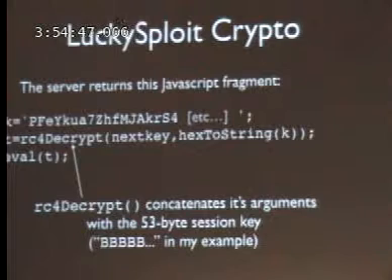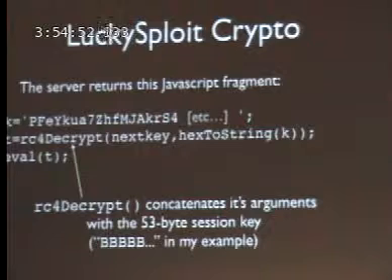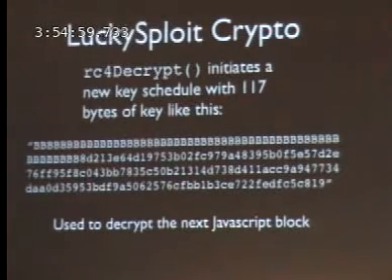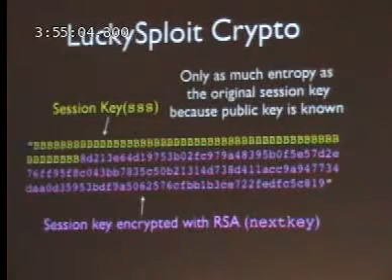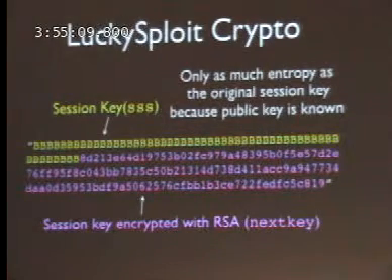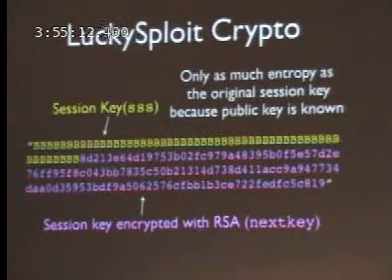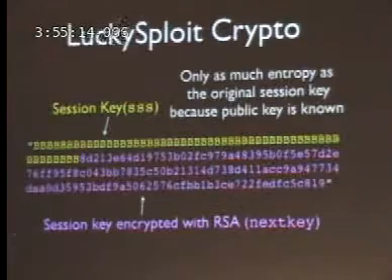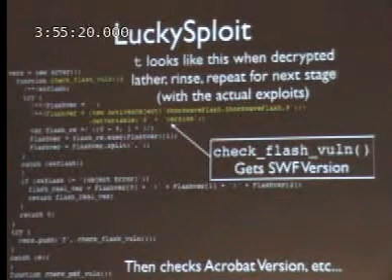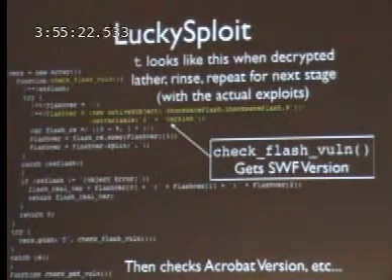But it turns out that RC4 decrypt in the Lucky exploit thing actually takes the 53-byte nonce from the original and concatenates it in. So you end up getting a key like this for the RC4 value, and it doesn't have any more entropy than the original key did, since the public key that transforms that into that is known. But well, actually, you don't know the nonce. Sorry, never mind. And this is how it comes back. Checks for Flash version and so forth.